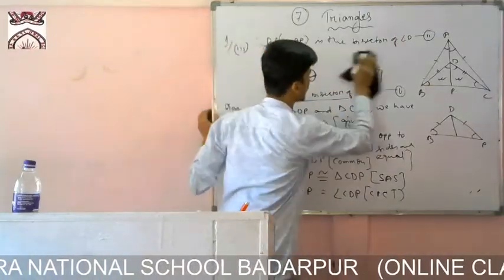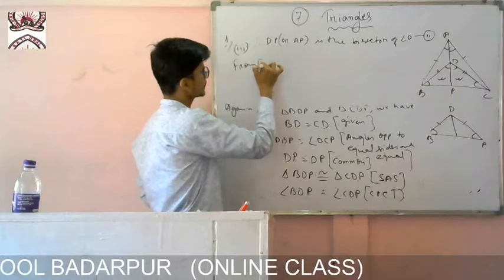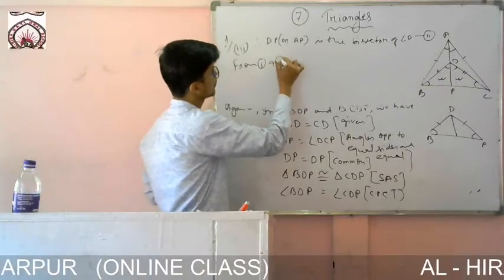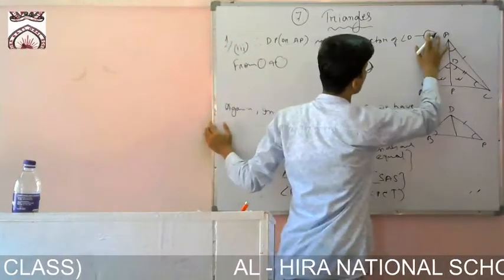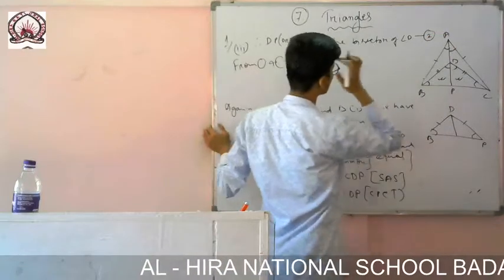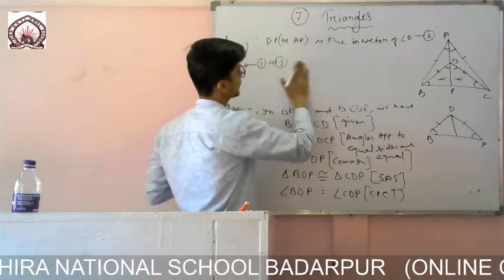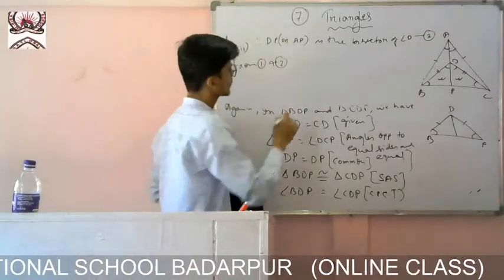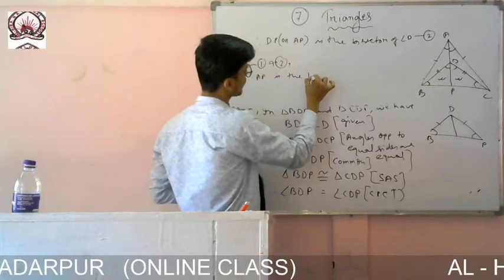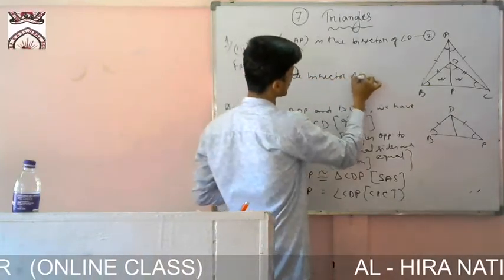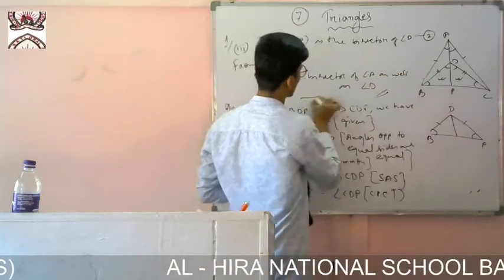So I can write, therefore from 1 and 2 I can write, from 1 and 2. There the Roman numeral is given, no? You give 1, 2 like this, or the question number, this one you give 1. From 1 and 2 we get, you write like this: from 1 and 2 I can write that AP is the bisector of angle A as well as angle D.